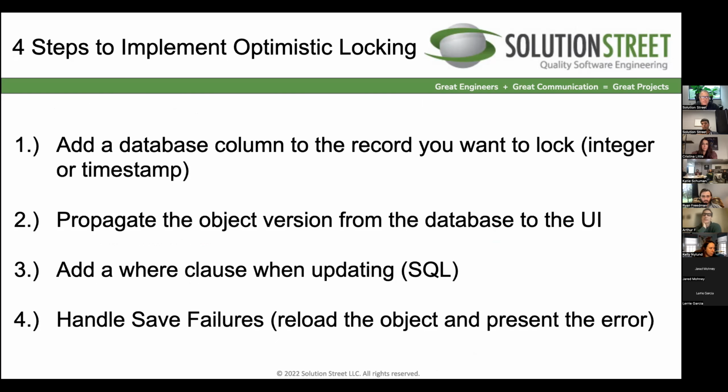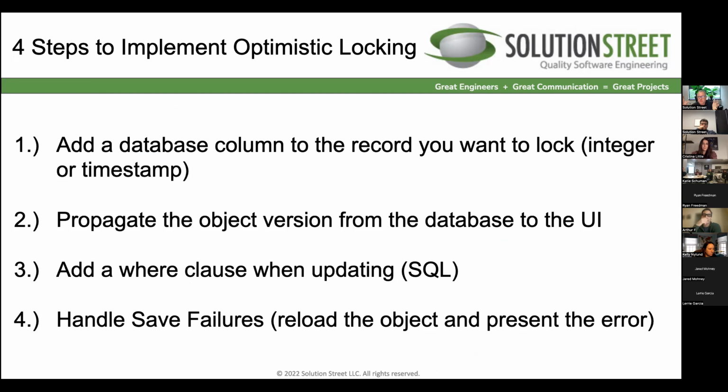So how do we accomplish this? What's the approach we take to solve this problem? There's four easy steps. The first step is you add a database column to the record you want to lock, either an integer or a timestamp. You propagate the object version from the database to the UI. And then you add a where clause when updating in the SQL to check against the version, to make sure you're not updating the wrong version. And you handle save failures.